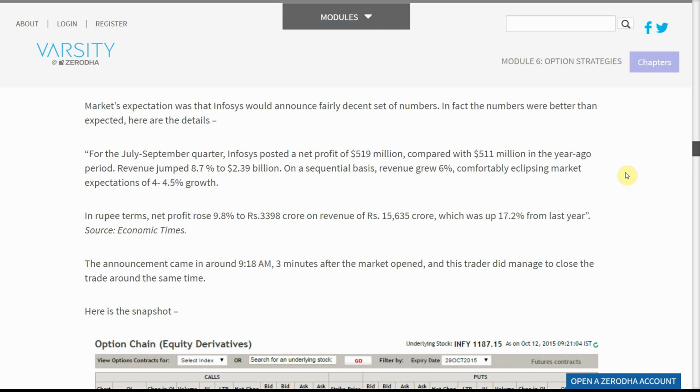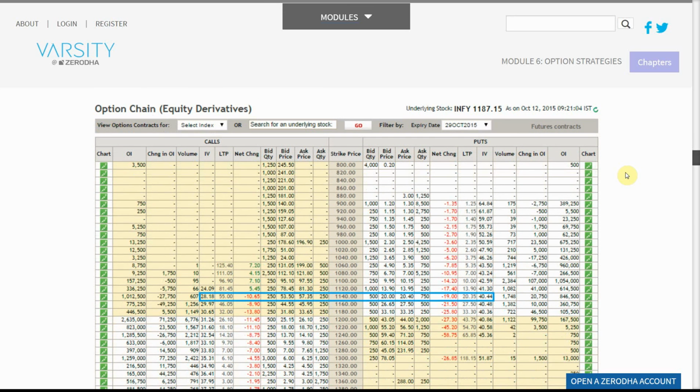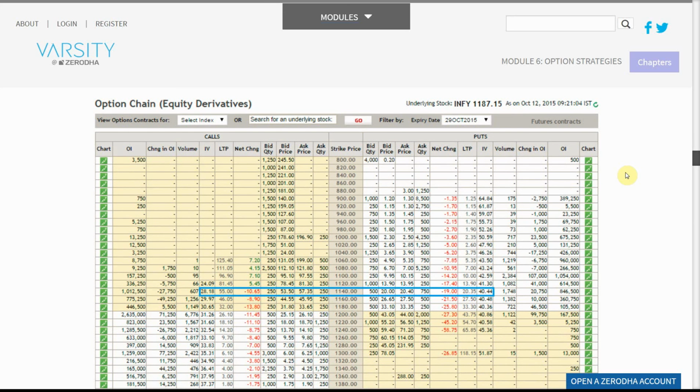Economic Times. The announcement came in around 9:18 a.m. 3 minutes after the market opened. And this trader did manage to close the trade around the same time. Here is the snapshot. The 1140 CE was trading at 55 and the implied volatility had dropped to 28%. The 1140 PE was trading at 20 and the implied volatility had dropped to 40%.